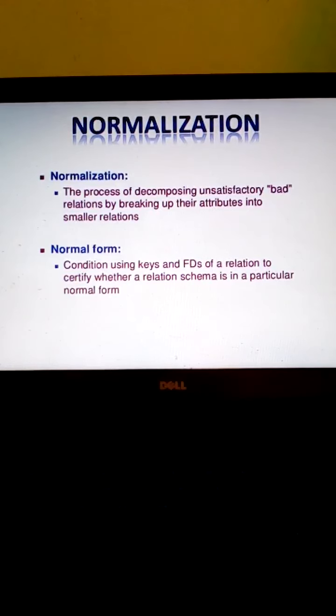So it is done by applying different normal forms. A normal form is a condition using keys and functional dependency of a relation to certify whether a relation schema is in a particular normal form. So by applying these normal forms, we can normalize our relations, we can break our relations into different smaller relations, which will avoid insert, update and delete anomalies.